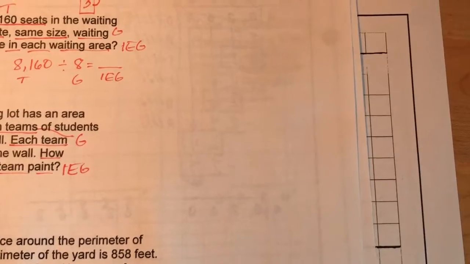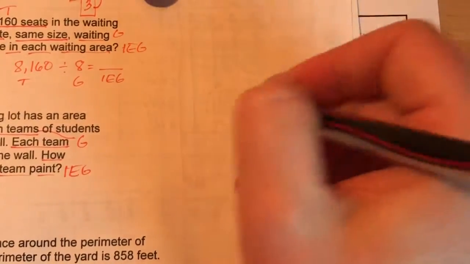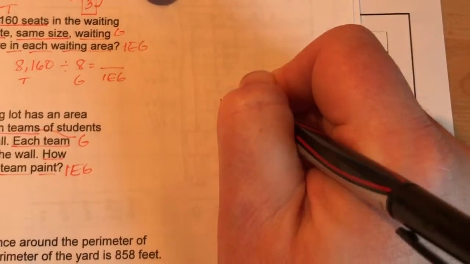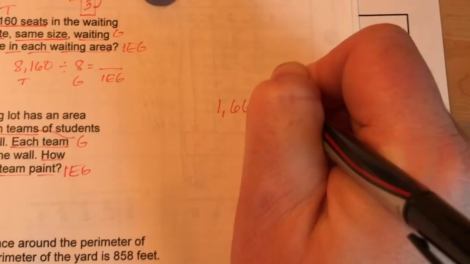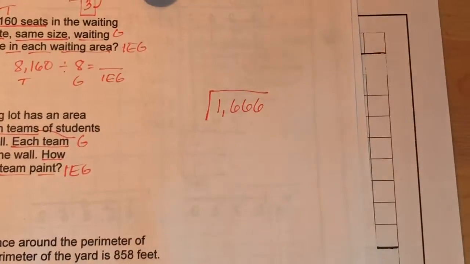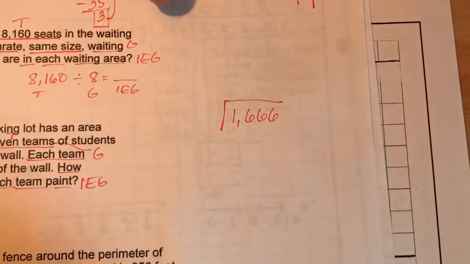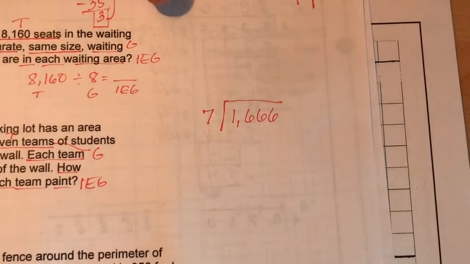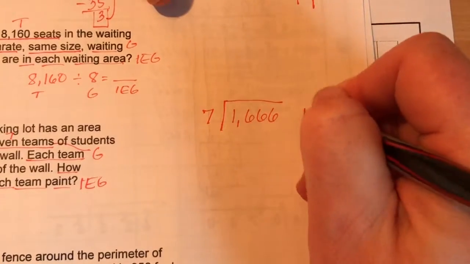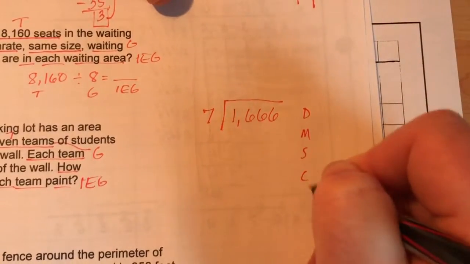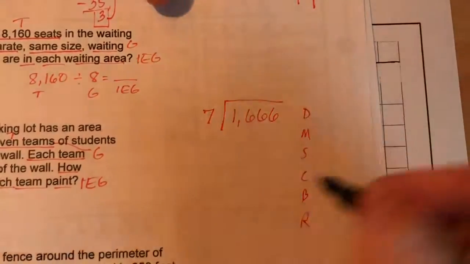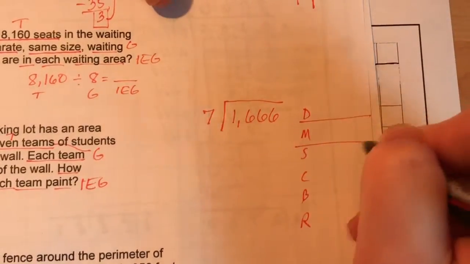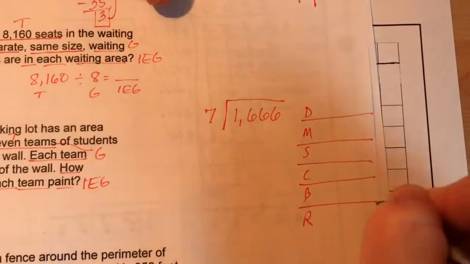This time I'll show you just on open space, but you know that you could do it on the grid paper. So we have 1,666 divided by, so you can do that drawing there, 7 teams, and it'll tell us how many each team will paint. So we set up our division house, and horizontal lines for our organization.